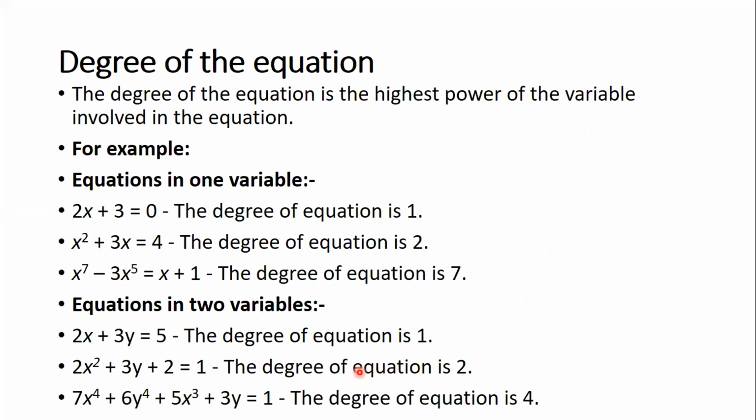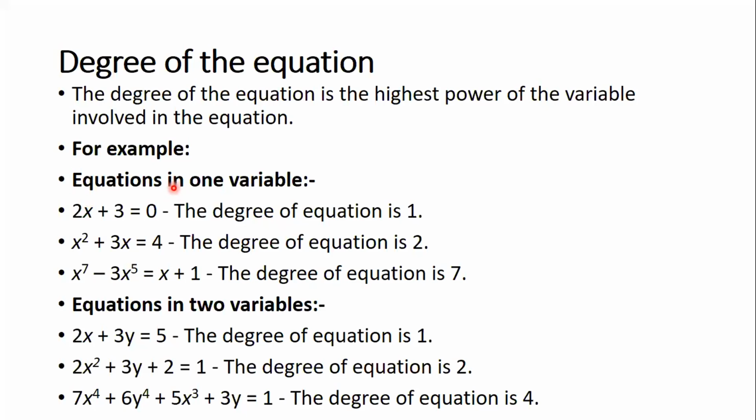So this is an equation. Now coming to degree of equation, the highest power which is involved in the equation is called the degree of equation. Now here if you see the first example, the highest power for x is 1. So the degree of the equation is 1. And then if you see the other examples, you have x square and x to the power 7. So here the highest power is 2, and the other highest power is 7. So the degree of equation will be 7 here.